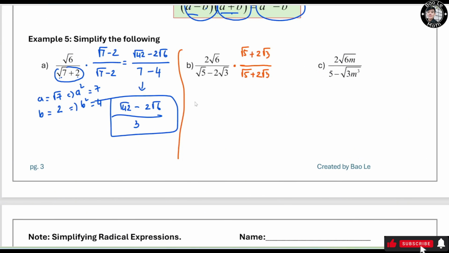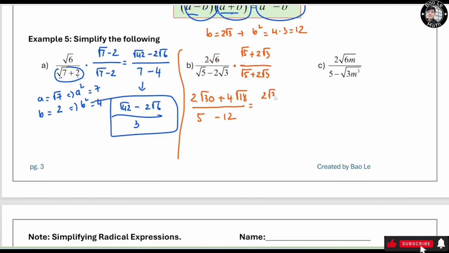So we can distribute the top. 2 root 6 times root 5 is going to be root 30, right? 2 times 2 is going to be 4. Root 6 times root 3 is going to be root 18, right? The bottom becomes a squared minus b squared, right? A equals root 5. If you square this one, it's going to be 5, right? B equals 2 root 3. Then b squared equals 2 squared equals 4. Root 3 squared equals 3, and it's going to be 12, right? So minus 12.